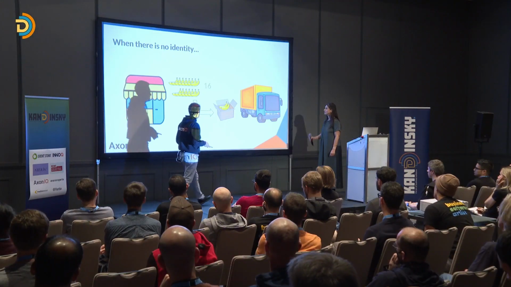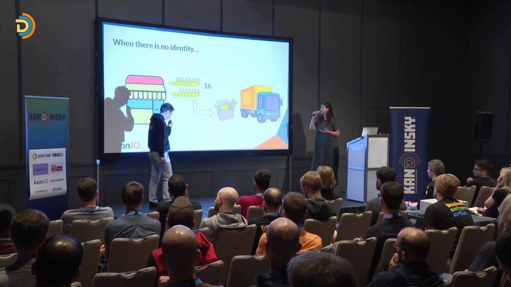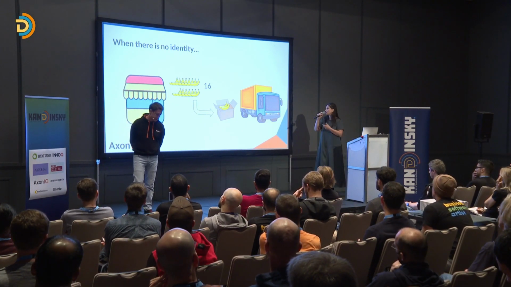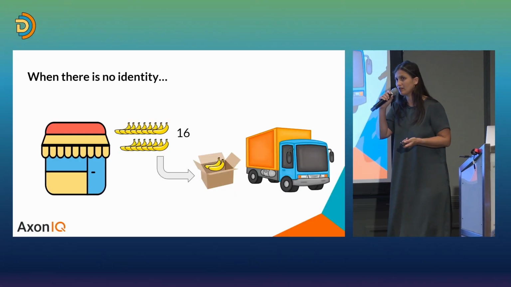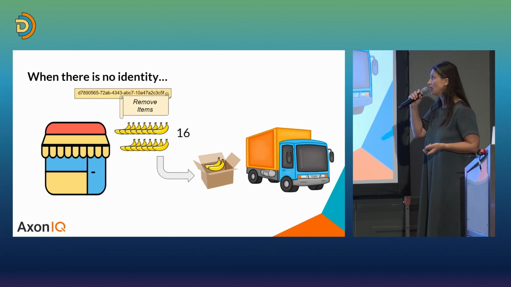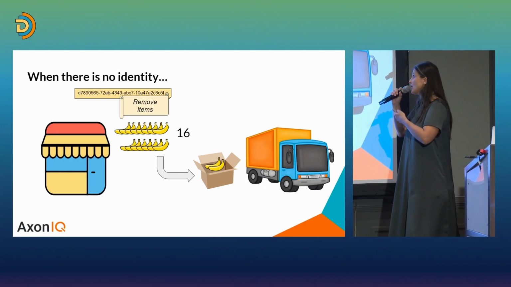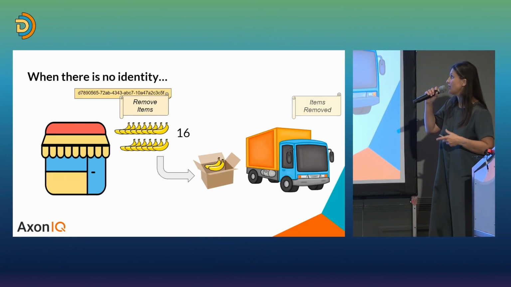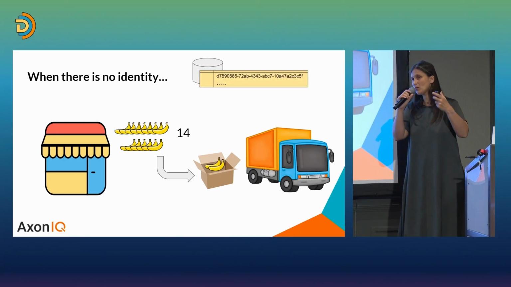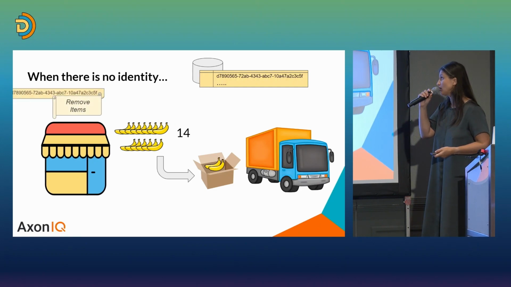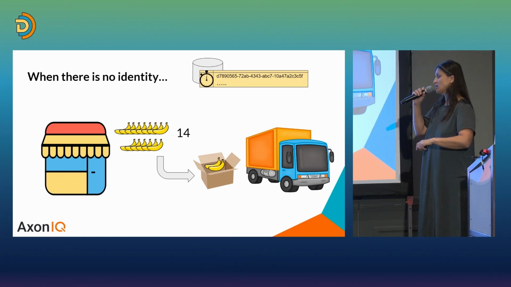So, Sara, what can we do here? Yeah, as you mentioned, it is now impossible to use identity because there is no semantic identity in this use case. So the only thing we can do is introduce an artificial identity. For example, we can use the unique identifier of the command itself. When this command arrives for the first time and is executed, we save this identifier in a temporary cache, and if the same command is delivered a second time, we know that it has already been executed, and we just drop it.